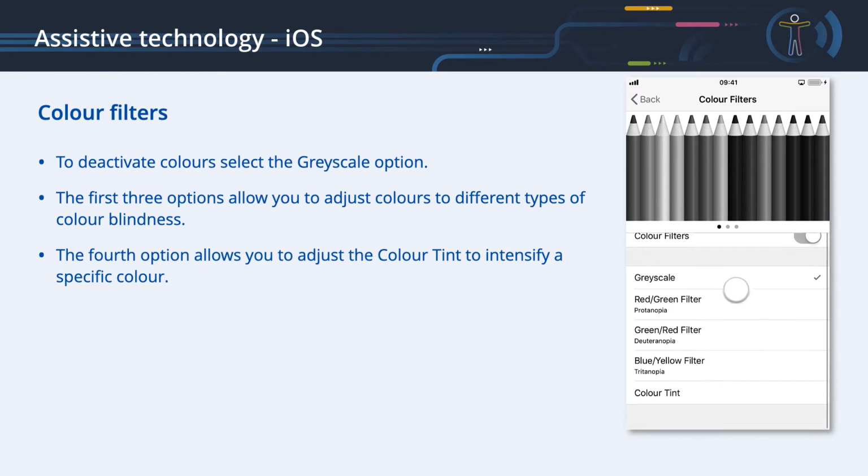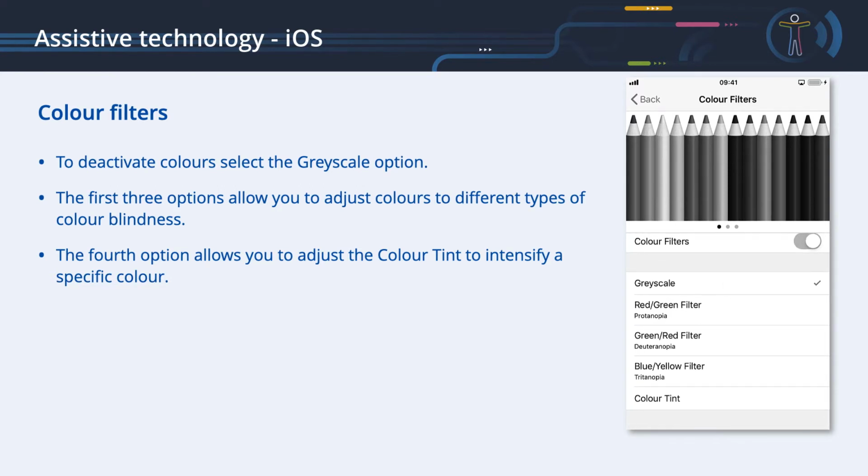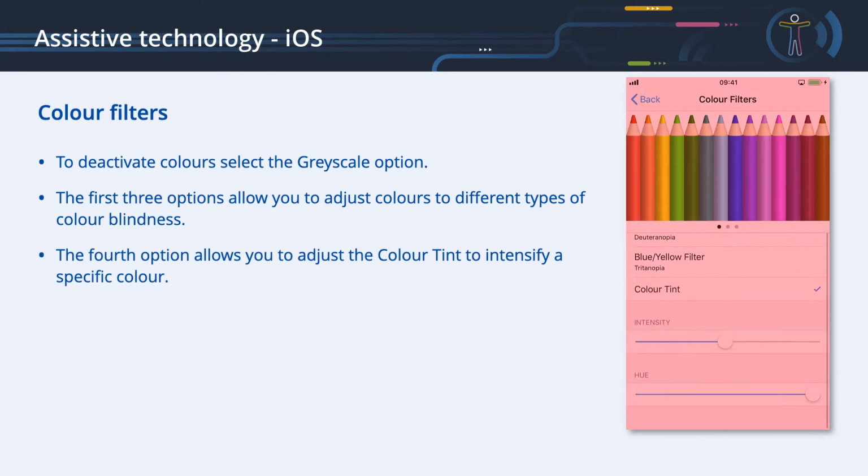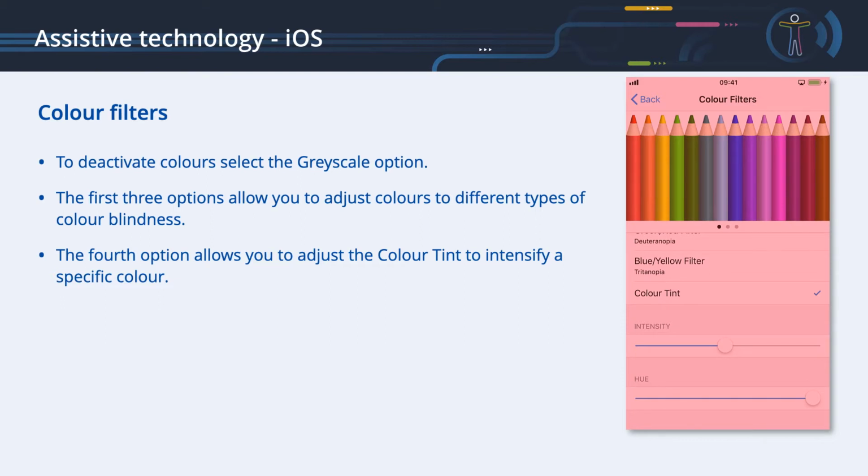The first three options allow you to adjust colors to different types of color blindness. The fourth option allows you to adjust the color tint to intensify a specific color. The hue slider will change the color of the tint, allowing you to settle on a shade for your screen that is most comfortable for your eyes.